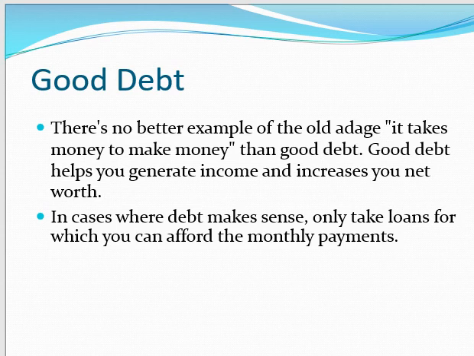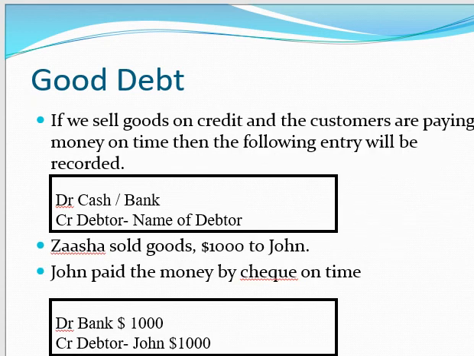An example of good debt is when you sell goods on credit and later your clients or customers pay the money on time. You consider these accounts as good debt accounts. If we sell goods on credit and the customers are paying on time, then this entry will be recorded: debit will be cash, or if we receive a check, we record the debit as bank, and the credit entry will be the name of the debtor.